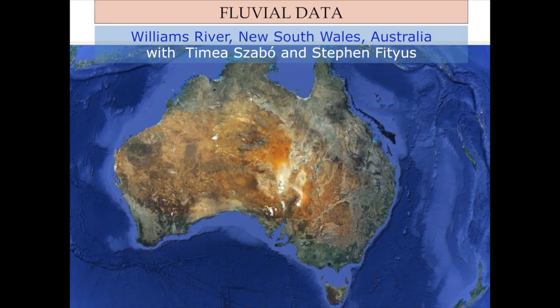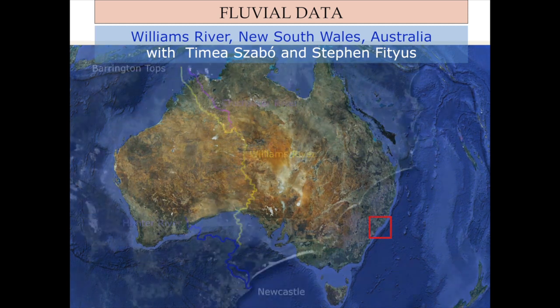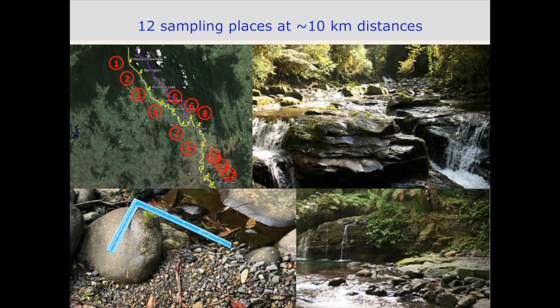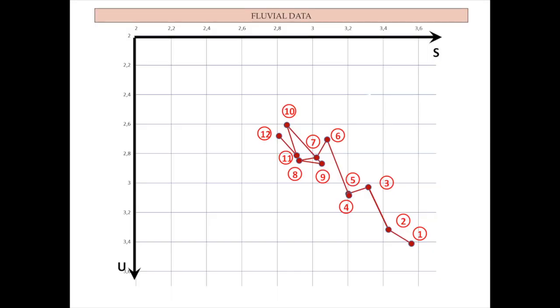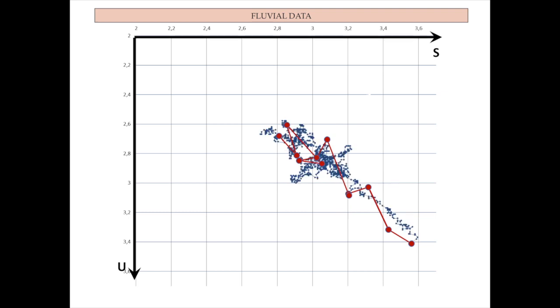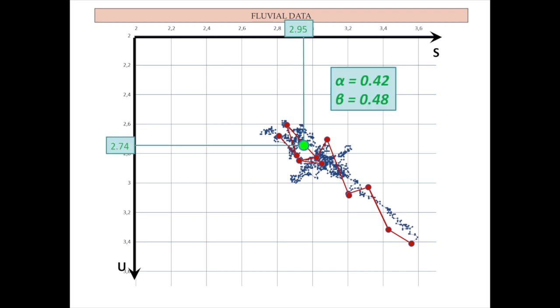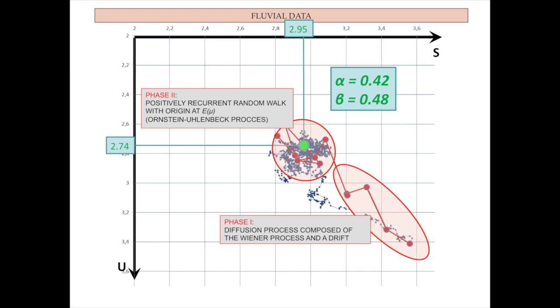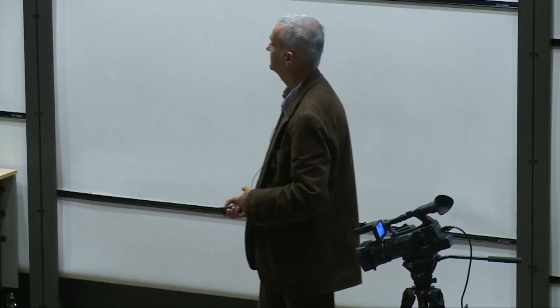Now this is Australia. This is a small, not a small, a medium river in southwestern Australia. And we sampled pebbles along the river in 12 places. Here you can see some pictures from the river. And here is the plot. Now, if you run this Markov process here, you get a trajectory which is reasonably close to the data. And if you run another trajectory, it is still close to the data. So there is a fast descent, and then there is some recurrent process.